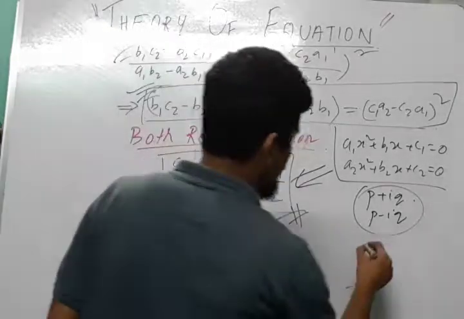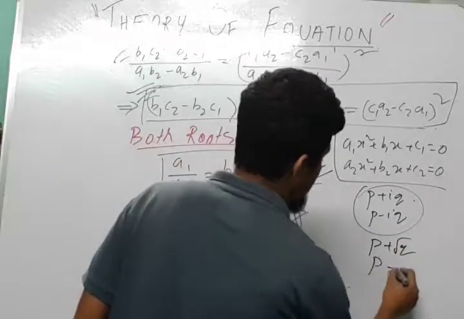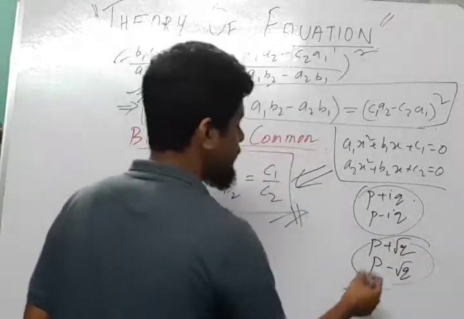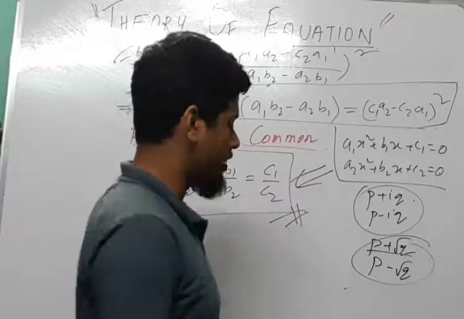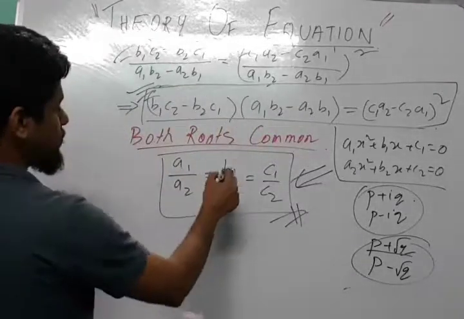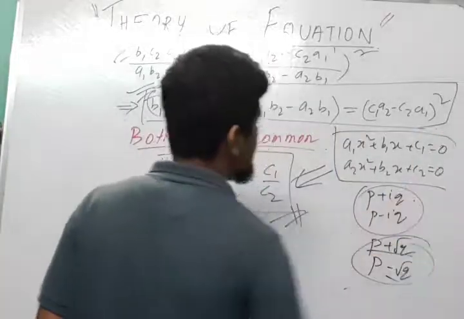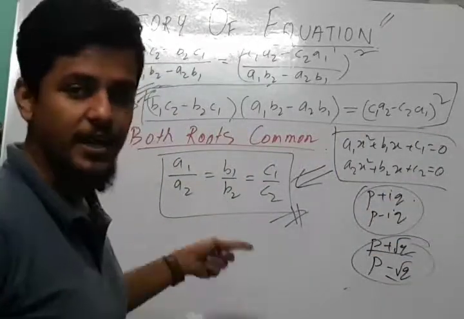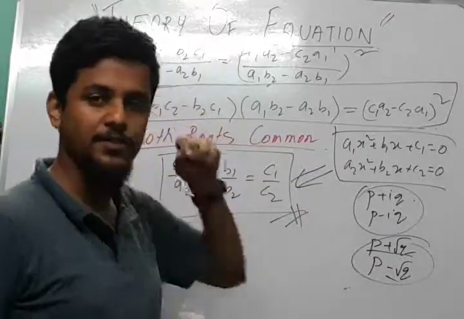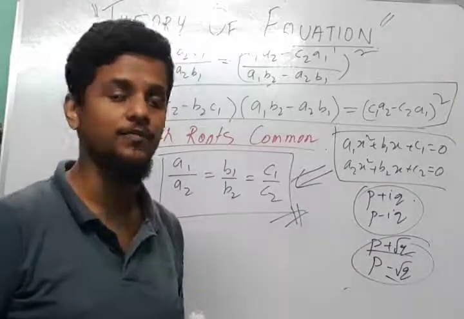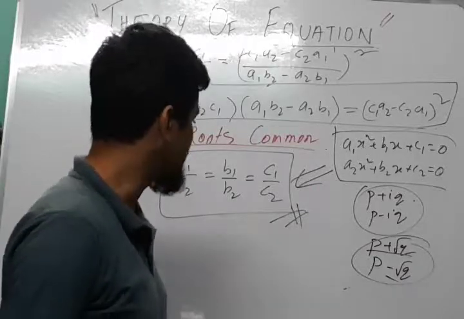Similarly, if you have a root of the format p plus root q, then you will also have another root p minus root q. So if it is given that p plus root q is a common root of these two equations, then you can directly apply the condition for both roots common over here, since p minus root q will also be a root of these two quadratic equations. So these are the small tricks and concepts associated with both roots common, and I have already mentioned the condition that you need to follow if only one root is common. So these are the things that you need to keep in mind.